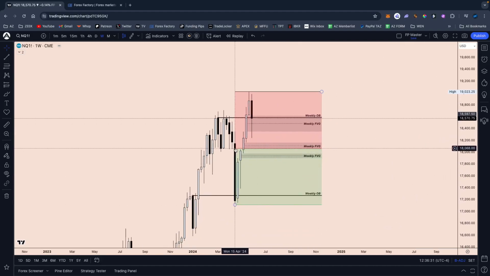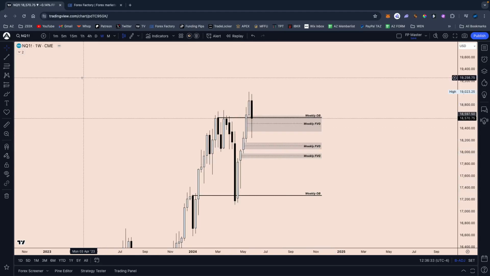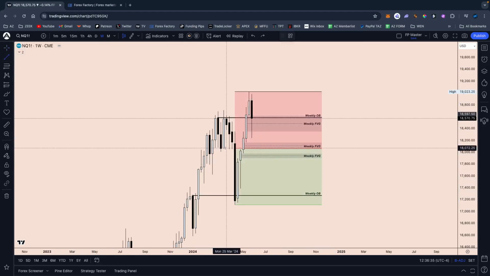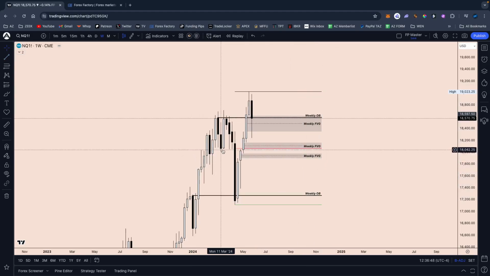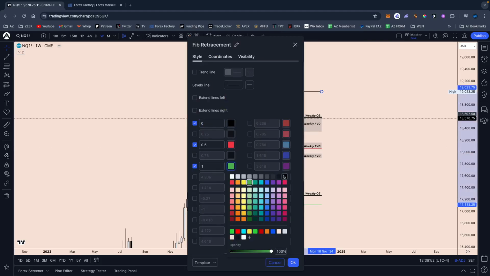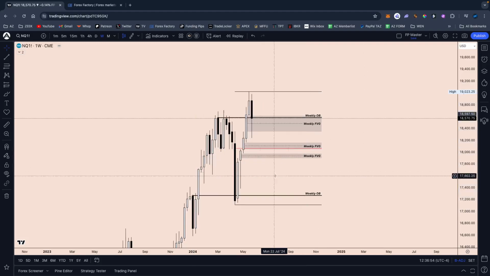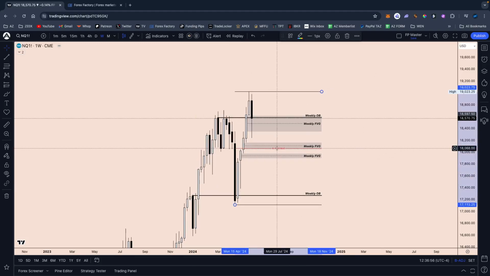Let's see. We have our 50% level. That's all. Now let's actually, should we leave that on here? Yeah, maybe, but without the background. Make this one black as well. This is our 50% level.